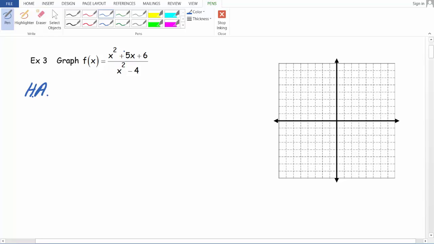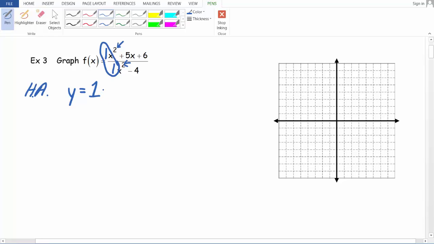And just looking at our scenario, we see that the degree on top is the exact same as the degree on the bottom. And in that event, what we're going to go ahead and do is divide those leading coefficients. Because we don't see any right here on top or bottom, we know that we're going to assume that they are 1 for both. And so when we now divide these, we end up with our horizontal asymptote being y equals 1.